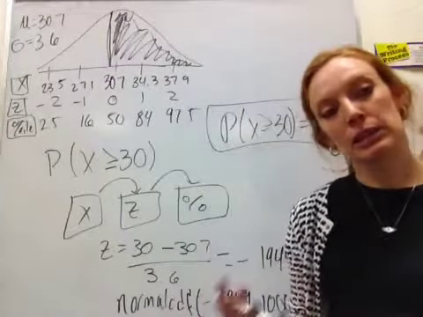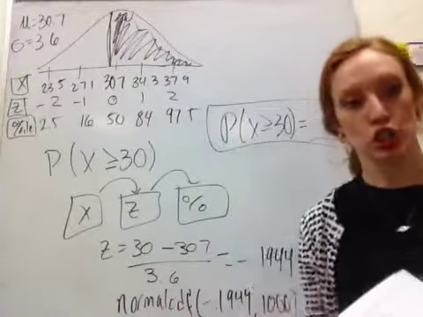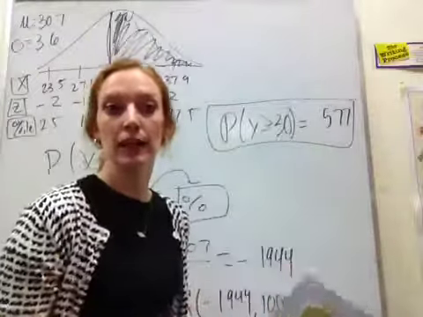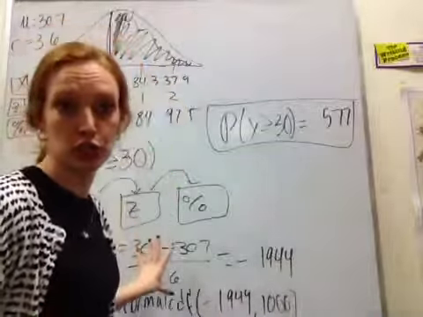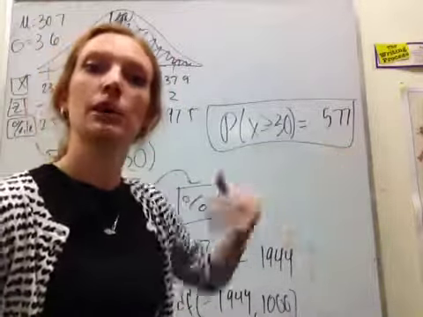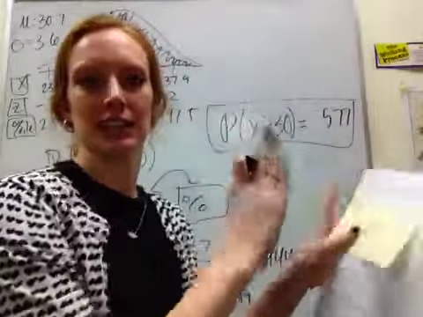So for each problem, I want you to decide, is it continuous or discrete? Is it a continuous random variable, something that happens over a long period of time with a mean and standard deviation, which we'll use a normal distribution to solve for the probability? Or is it discrete, that they happen as very succinct things?